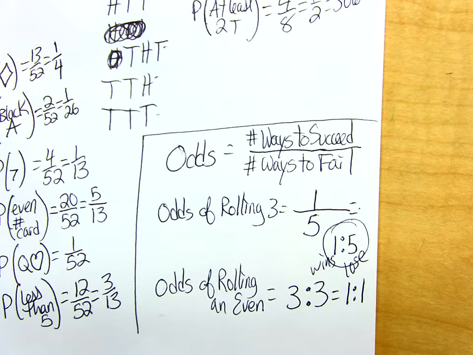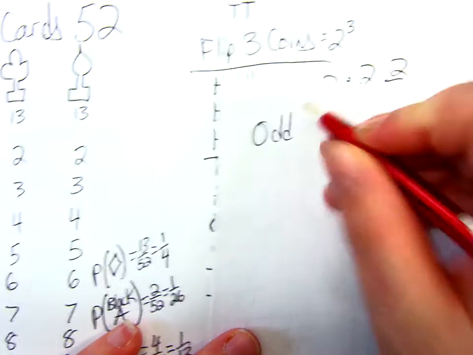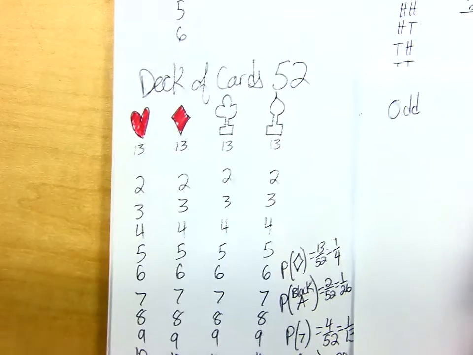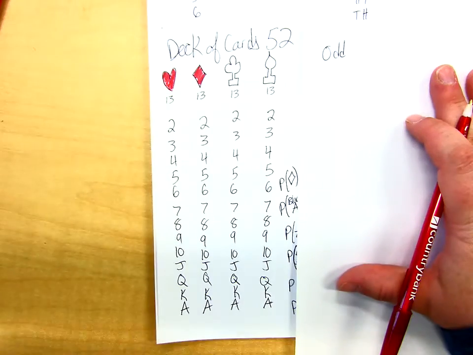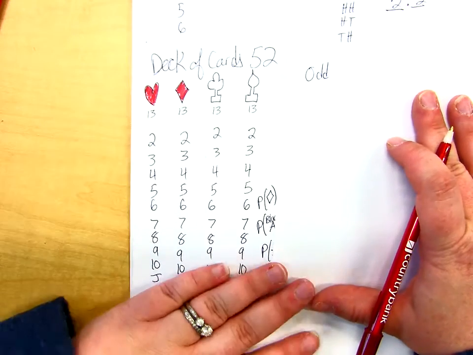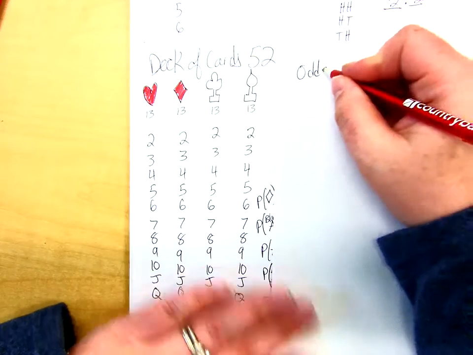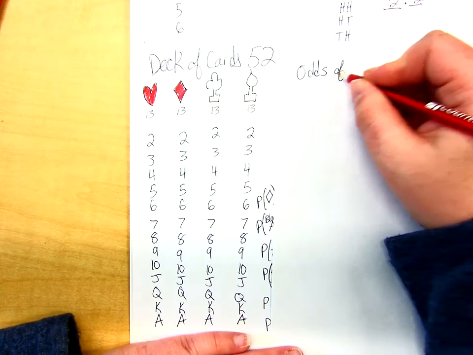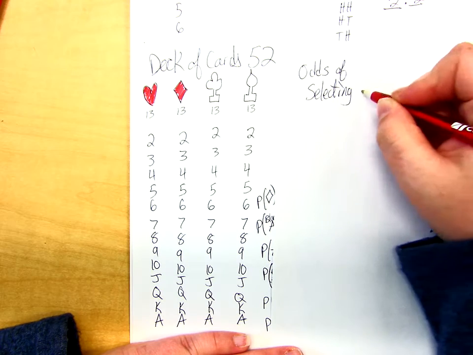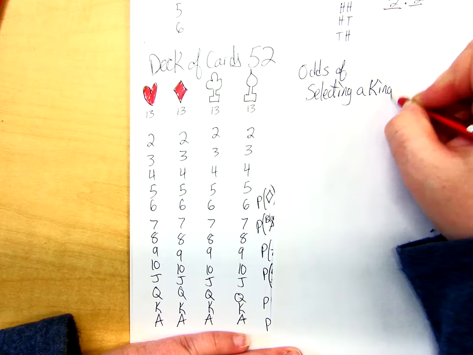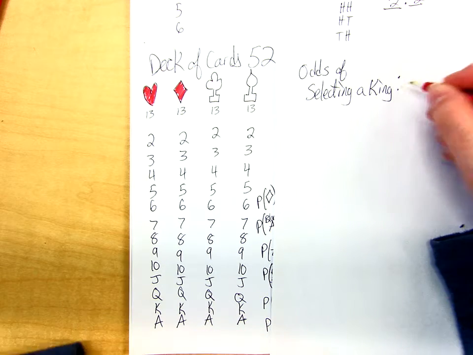Let's go back to our cards. What are the odds of selecting a king? Any king, any suit.